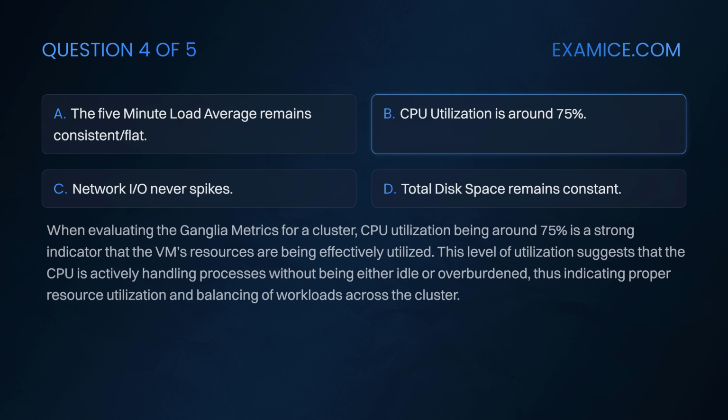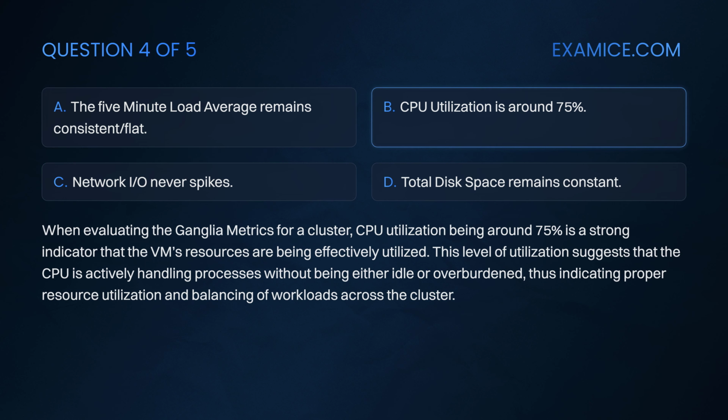When evaluating the Ganglia metrics for a cluster, CPU utilization being around 75% is a strong indicator that the VM's resources are being effectively utilized. This level of utilization suggests that the CPU is actively handling processes without being either idle or overburdened, thus indicating proper resource utilization and balancing of workloads across the cluster.